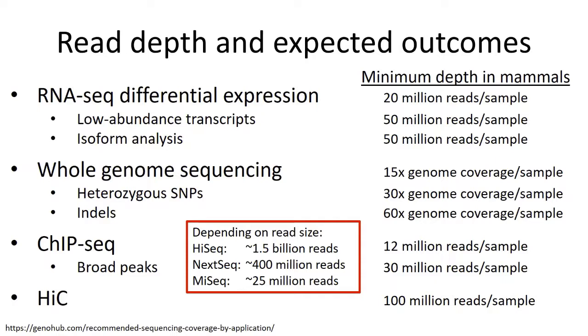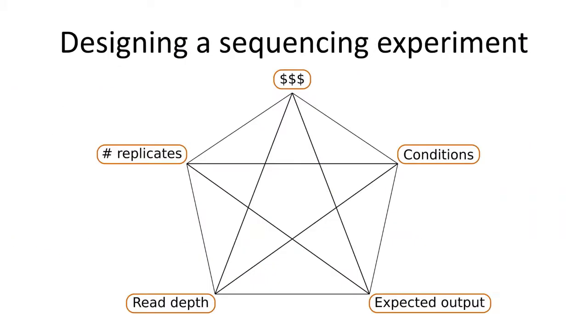So the instrument that you're using, as well as the money that you're willing to put onto that instrument, gives you the number of reads that you can get out, and then you divide those number of reads by how many samples, conditions, replicates that you need, and that's how you get into all of these factors. You need to make sure that you have enough read depth to do the downstream analysis that you really want to do with your sequencing experiment.